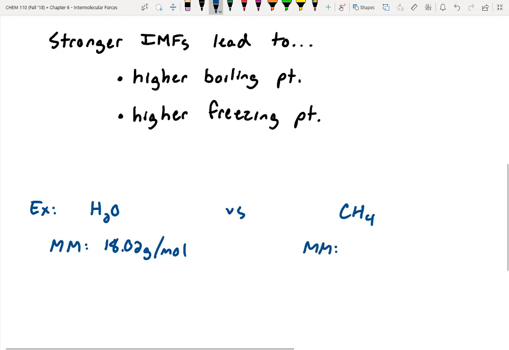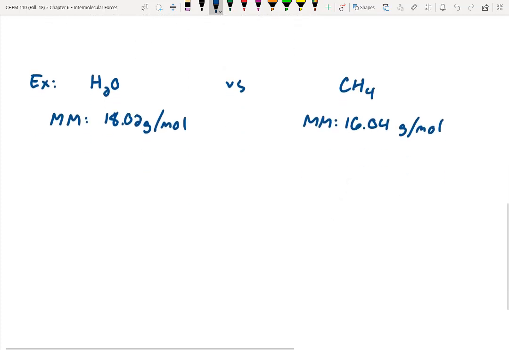So we've got 1 carbon atom that's 12 AMU, 4 hydrogen atoms, so it'd be 16.04 grams per mole. So really the difference in their molar mass is less than 2 grams per mole, right? So it's a pretty minor difference in the grand scheme of things. All right, if we look at the properties of these 2 compounds, though, they behave radically differently.